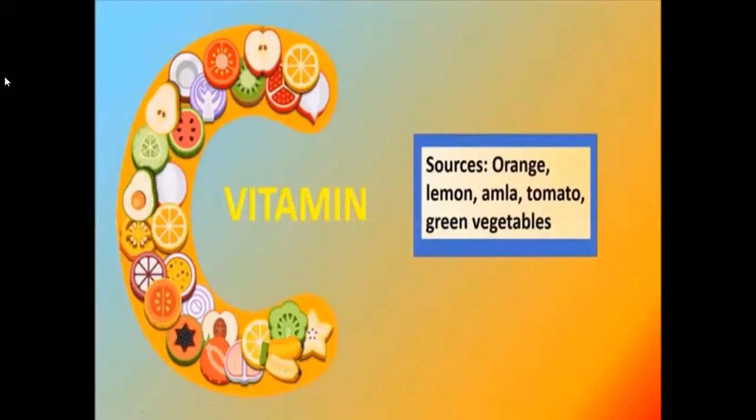Now vitamin C we get from orange, lemon, amla, tomato, green vegetable. Mostly we get it from citrus fruit. Citrus fruit is one that is a little sour. We get vitamin C from the citrus fruit.